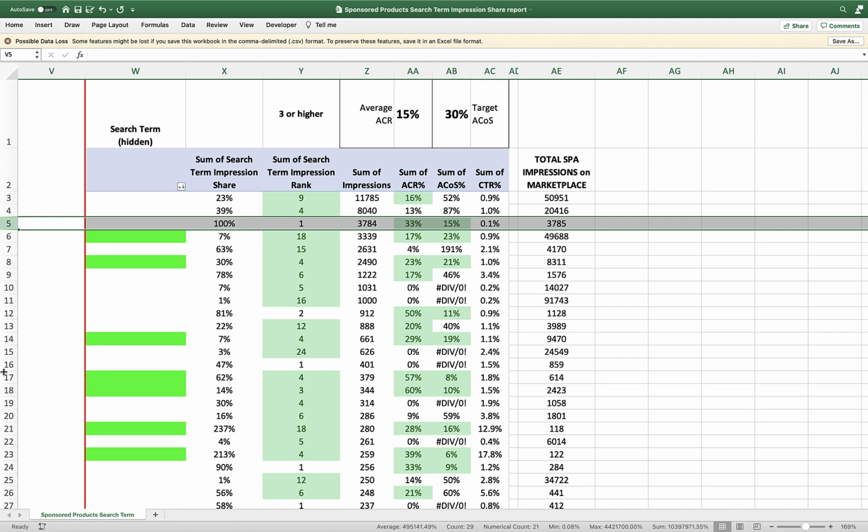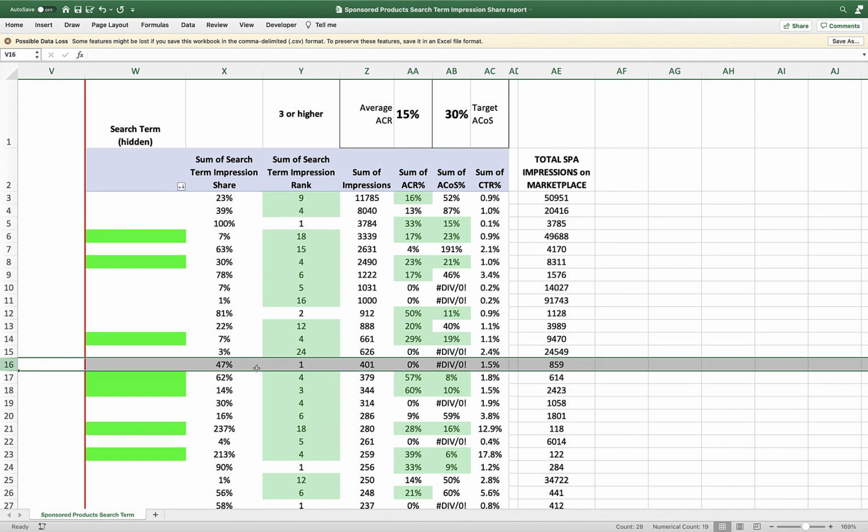Let's take a look at this one down here, line 16. So search term number 16 is actually only getting 47% of the share. So what that means is that out of an estimated 859 total ad impressions across all advertisers who are advertising for a keyword or an ad that will match up to this search term, this particular product ad is getting about 47% of those ads being shown, which means that competitor ads are making up another 53%, presumably, and they're going to be in search rank position 2, 3, 4.